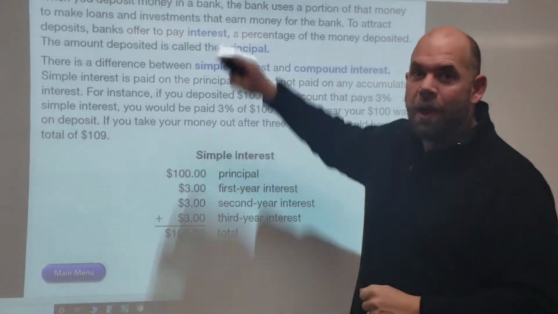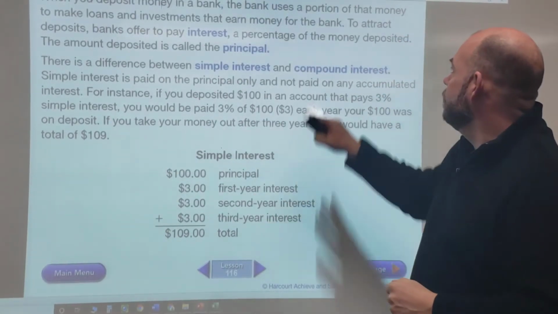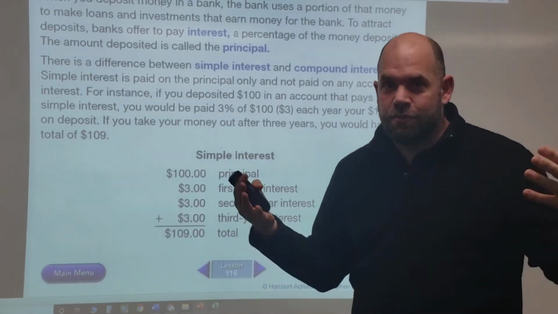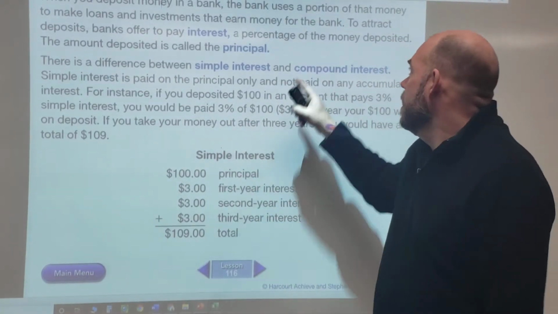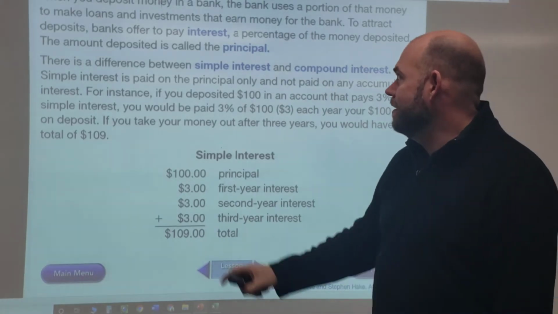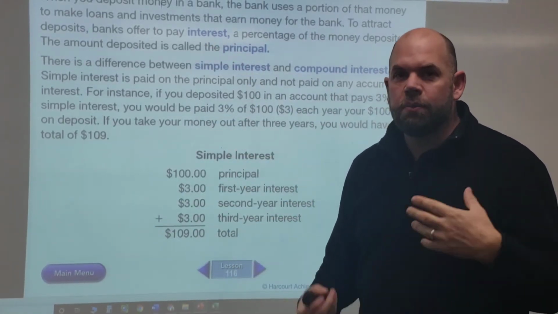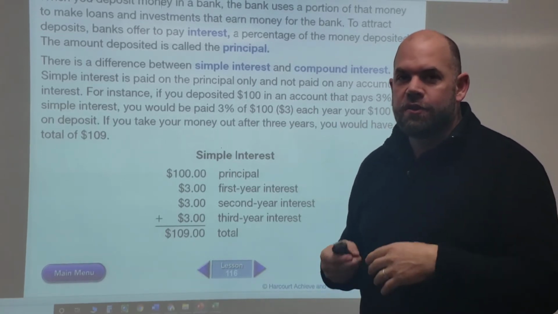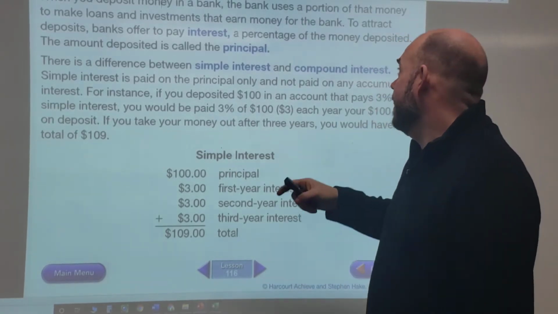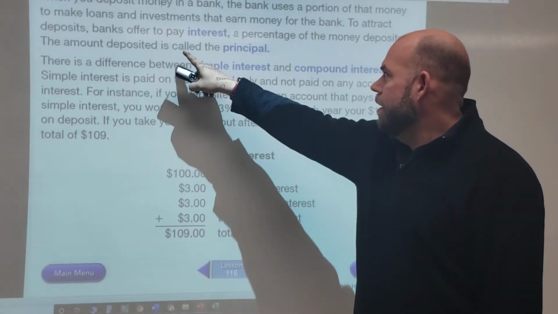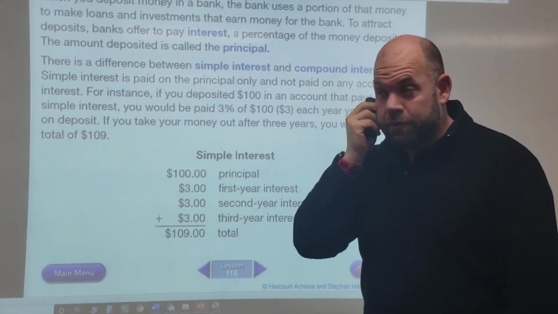So when you deposit money in a bank, the bank uses some of that money to make loans and investments that earn money for the bank. That's why banks have business, right? To attract deposits, banks offer to pay interest. It's usually a really small interest rate, but banks will pay interest on your savings so that they can use that money to make more money for them. A percentage of the money deposited, that's what the interest is. The amount deposited is called principal, okay?